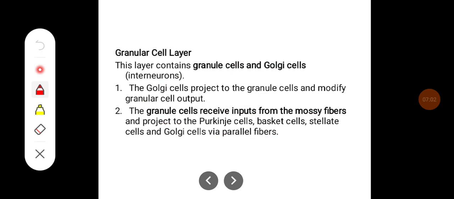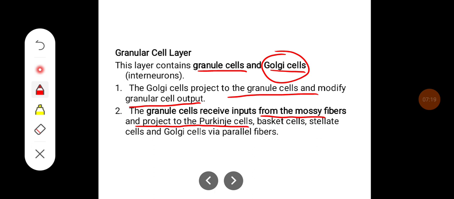The granule layer contains granule cells and Golgi cells, which are usually the interneurons. The Golgi cells project to the granule cell and modify the granule cell output. The granule cells receive input from the mossy fibers and project to the Purkinje cells, basket cells, stellate cells, and Golgi cells via parallel fibers.